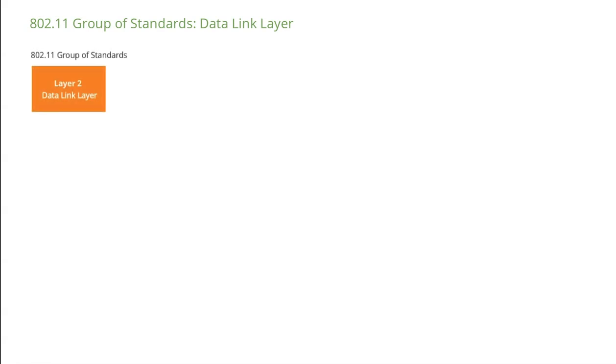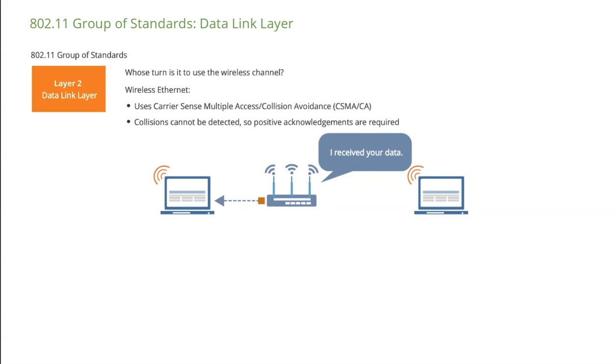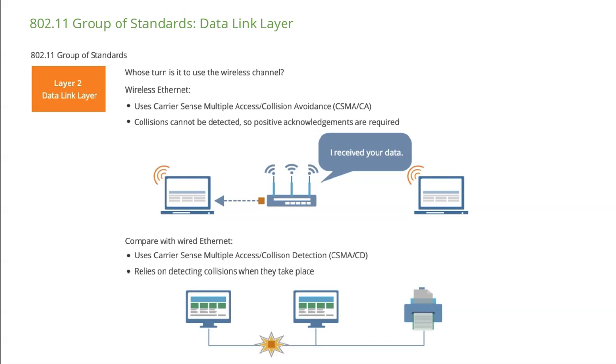The standards at Layer 2 primarily control who may use the wireless channel at any point in time. The primary access method is Carrier Sense Multiple Access Collision Avoidance, or CSMA-CA. A wireless client cannot detect collisions while it's transmitting, so it relies on receiving positive acknowledgments from the access point to confirm that data was received. This is slightly different from CSMA-CD, which we saw in a wired example earlier. CSMA-CD relies on detecting collisions when they occur. Let's see how CSMA-CA works.